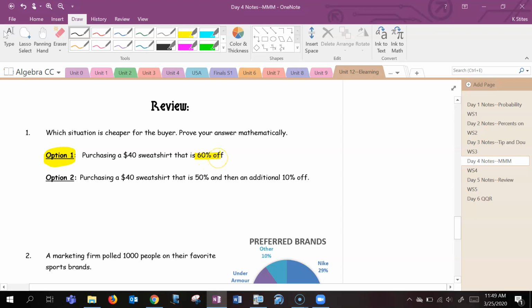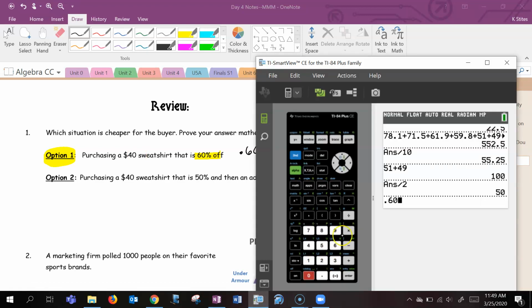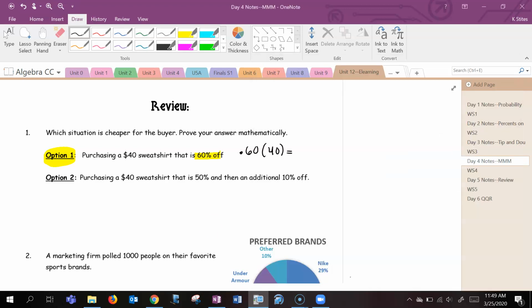If we're getting 60% off, that's 0.60 times my $40 sweatshirt. Remember, this is just finding me my discount. So that's $24. That's a $24 discount. Now let's subtract the 24 off of my $40.